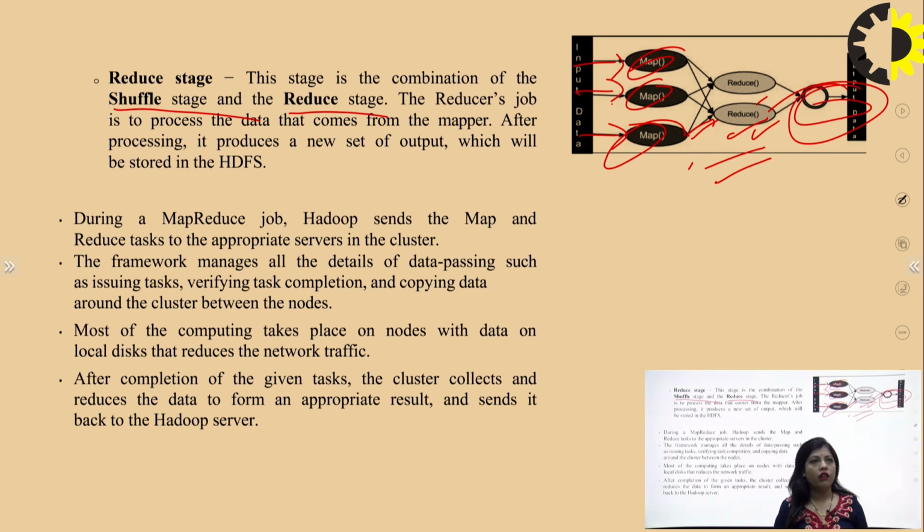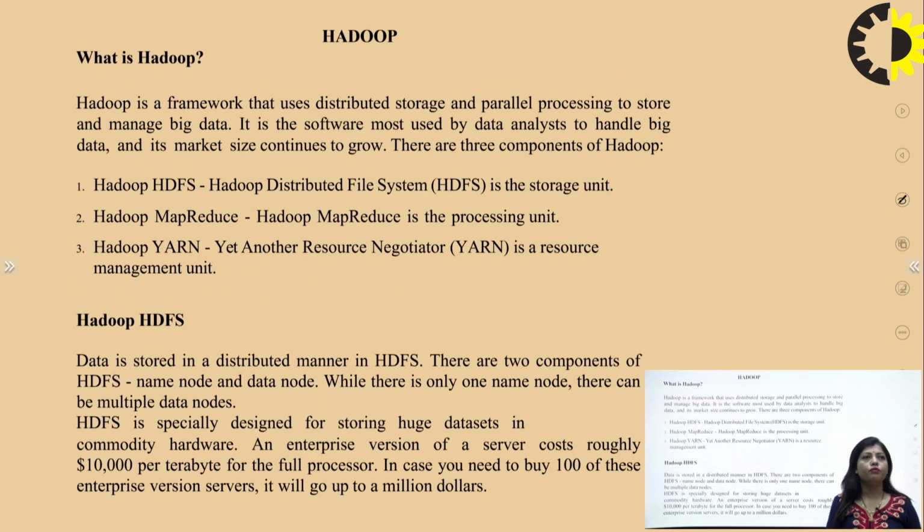During a MapReduce job, Hadoop sends the map and reduce tasks to the appropriate servers in the cluster. The framework manages all the details of data passing, such as issuing tasks, verifying task completion, and copying data around the cluster between the nodes. After completion of the tasks, the cluster collects and reduces the data to form an appropriate result and sends it back to the Hadoop server. So the task is done by MapReduce.